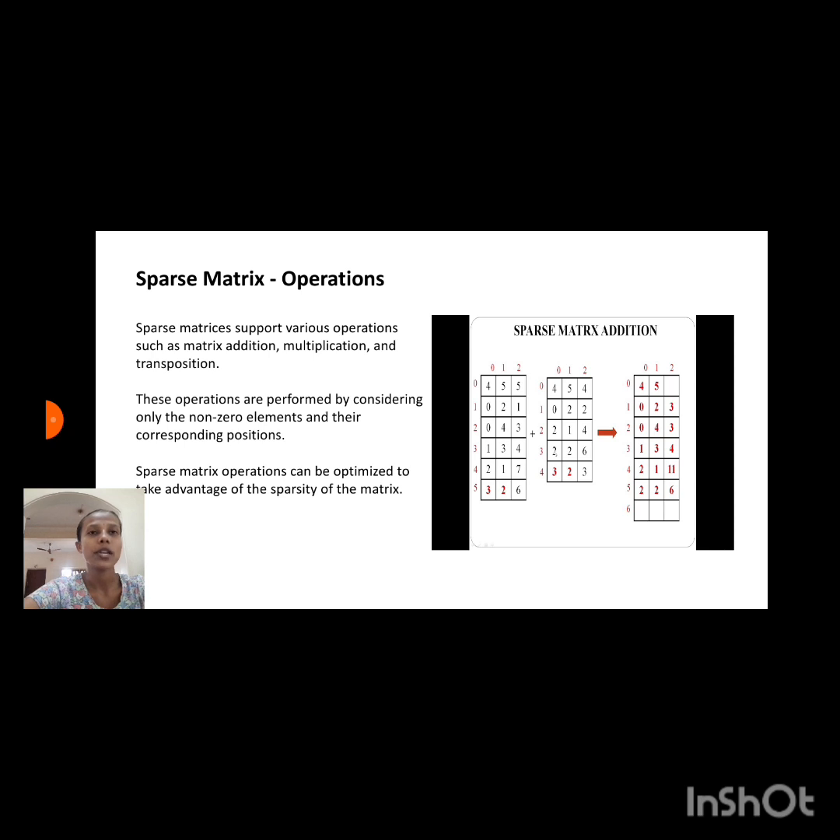Sparse matrix operations. Sparse matrices support various operations such as matrix addition, multiplication, and transposition. These operations are performed by considering only the non-zero elements and their corresponding positions. Sparse matrix operations can be optimized to take advantage of the sparsity of the matrix. In sparse matrix addition, when two matrices are added, that is the sparse matrix addition. This is an example.